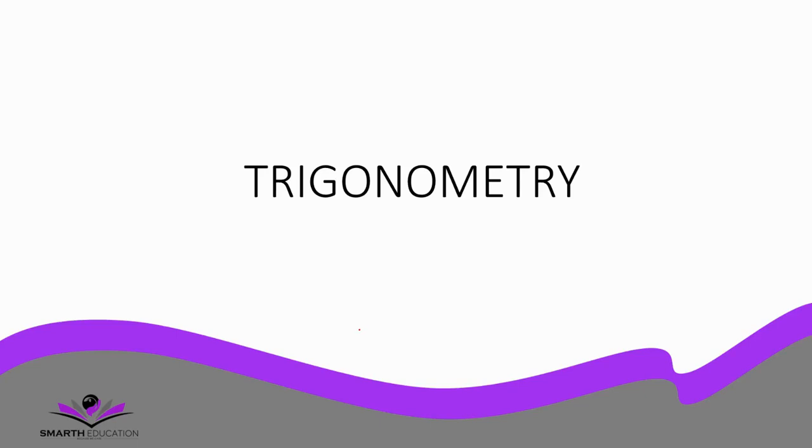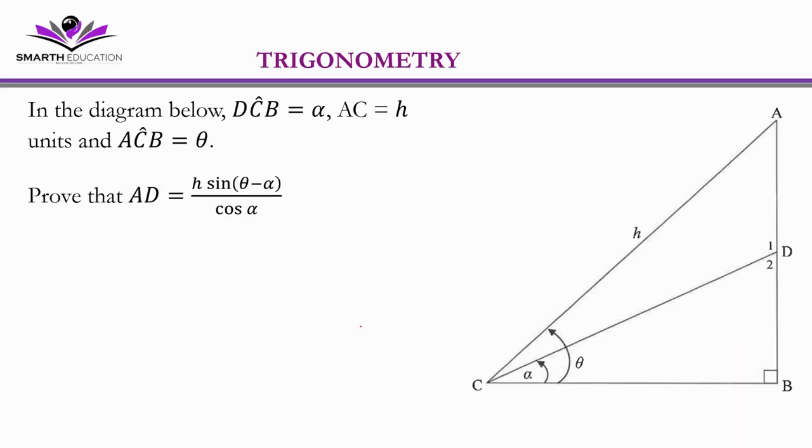Welcome back. Let's do question 322. In the diagram below, angle DCB is equal to alpha, AC is equal to H, and angle ACB is equal to theta. Prove that AD is equal to H sine theta minus alpha divided by cos alpha.